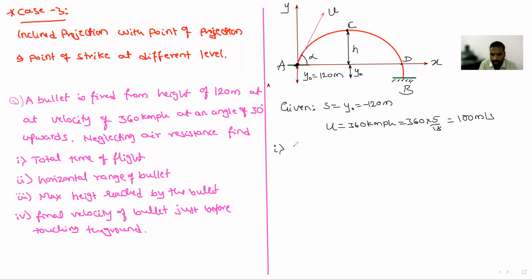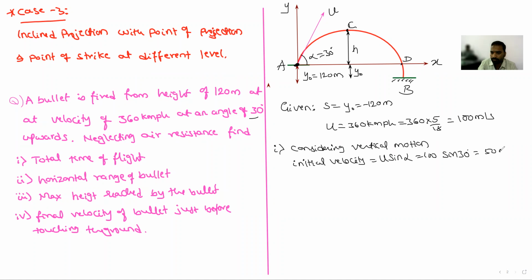Okay, considering vertical motion, the initial velocity is equal to U sin alpha. U is known, alpha is known, alpha is given, no? Yes, it is 30 degree. So 100 meter per second into sine of 30 degree, that is equal to 50 meter per second. 50 meter per second is the initial velocity.